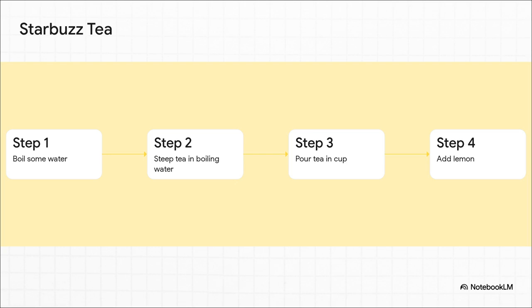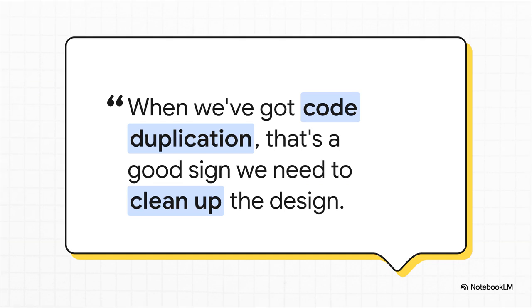Now think about this. What happens when the Starbucks boss decides to change how all beverages are poured? You have to remember to change it in two separate places. And that, my friends, is how bugs are born. Yeah, this kind of copy-paste job is a massive red flag in software design. It's a signal, a flashing light, telling us we need to take a step back and really rethink our whole approach. The key is to find what's common and pull it out.